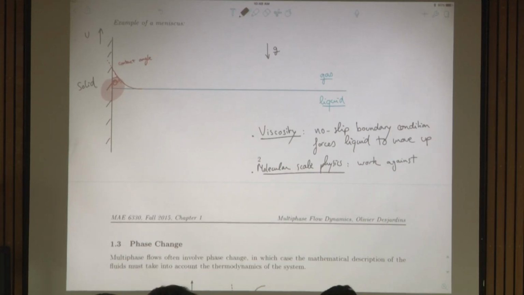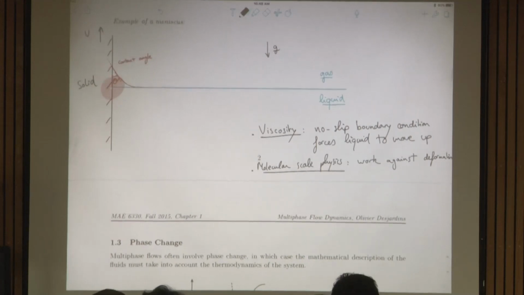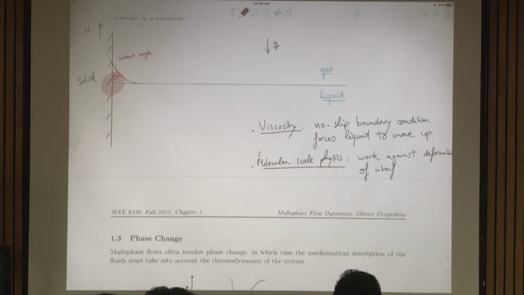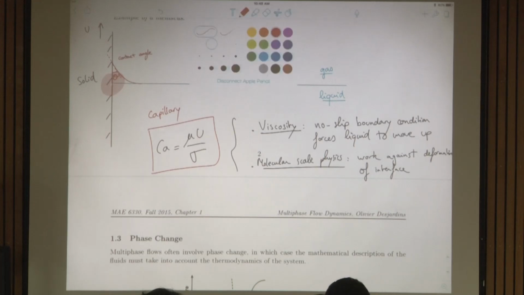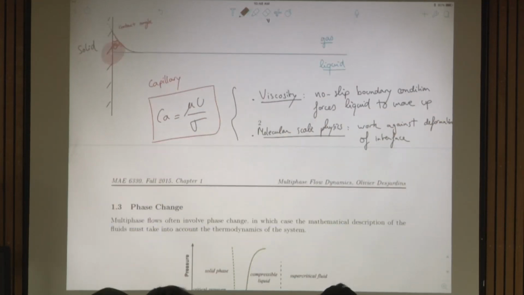So it will work against the deformation of the interface. This you'll capture in a capillary number. This capillary number will tell you how much you need to worry about this contact line problem. Mu here is my viscosity, so that's my dynamic viscosity, and sigma here is my surface tension coefficient.